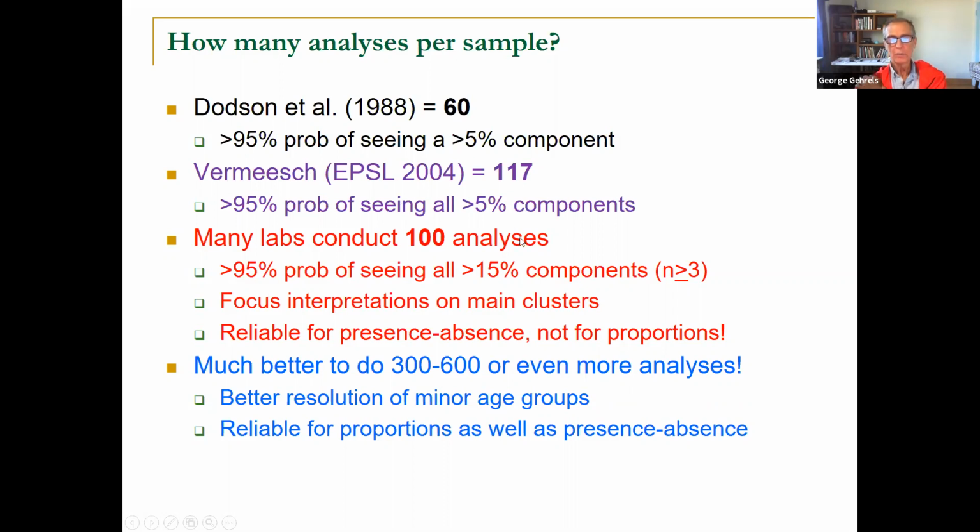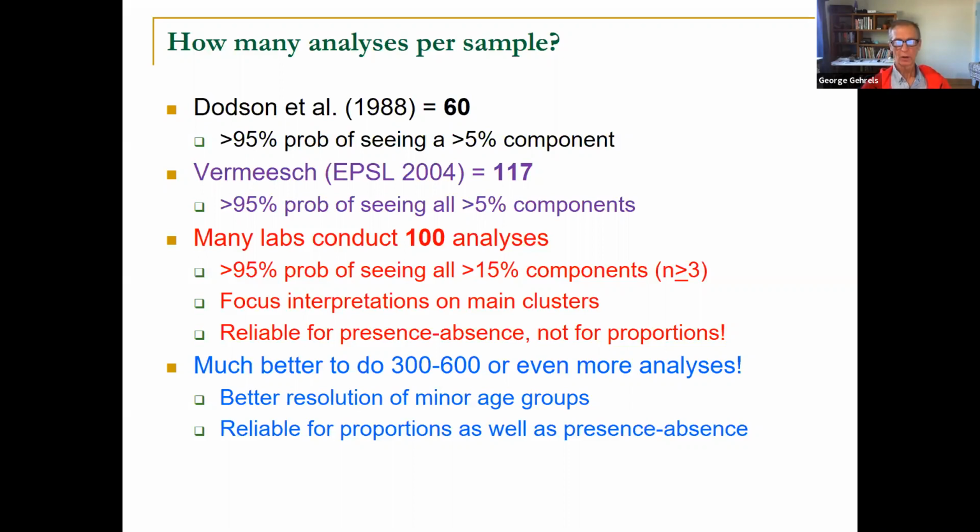You have to actually do more than 60. I think during this time in the early 2000s, 2010s, a lot of labs were conducting 100 analyses per sample. And if you do the math, that gives you a 95% probability of seeing all of the 15% components in your sample if there's greater than 3. And this allows you to focus on the main clusters of ages, and it's reliable for presence and absence, but probably not for the proportions. You just don't have enough information there to talk about proportions of ages. And Kurt is going to take you through a lot of information about that later today.